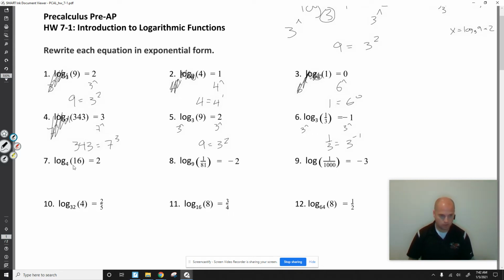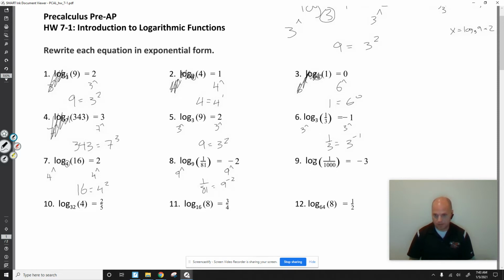This is all correct. 4 squared is 16. The way to rewrite this in exponential form, the way I do it, take 4 to the power of both sides, because this is the base of 4. 4 to the log 4 undoes each other, leaves you with 16. 16 equals 4 squared. Base is 9 in this logarithm. Take 9 to the power of both sides. 1 over 81 equals 9 to the negative second.